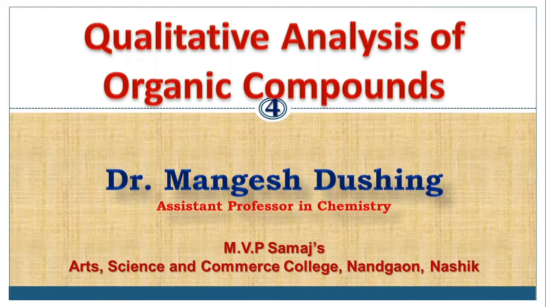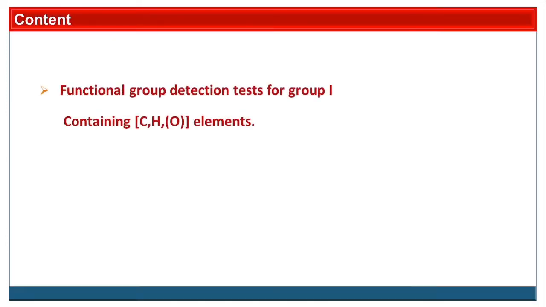This is the fourth video lecture on qualitative analysis of organic compounds. This video will contain a functional group detection test for group 1, the organic compounds containing CHO elements. Friends, up to now we have seen a separation of binary mixtures, then element detection tests for organic compounds. Now depending upon the element types, we can find out which functional groups are present in the organic compounds. So this video will contain functional group detection tests for organic compounds which contain CHO elements.